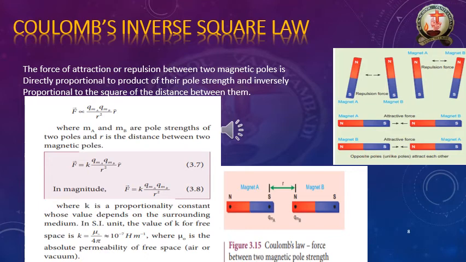Force of attraction or repulsion, here I am denoting as F bar. The force of attraction or repulsion between two magnetic poles is directly proportional to the product of their pole strengths. Directly proportional means our symbol is there, so I mentioned the symbol. F bar is directly proportional to the product of their pole strengths. So here what I wrote, QMA, QMB.